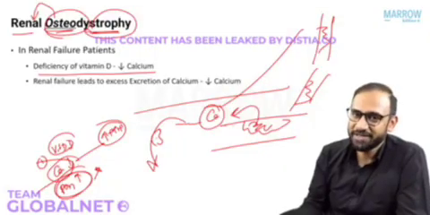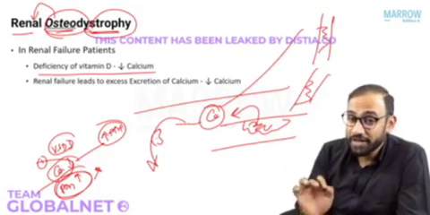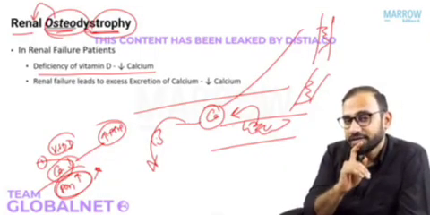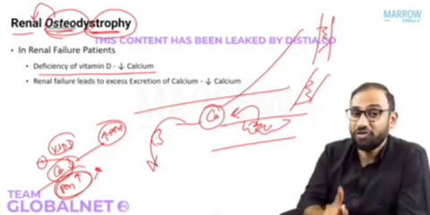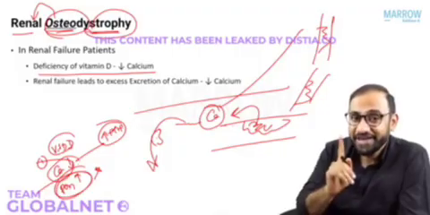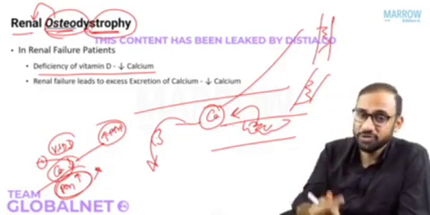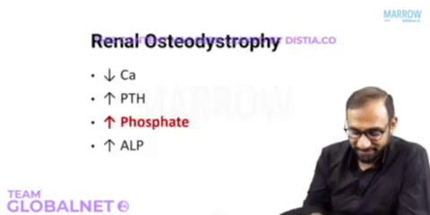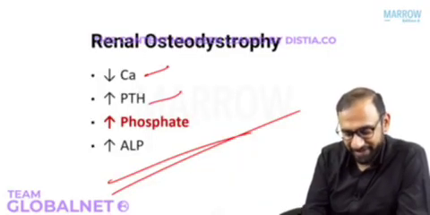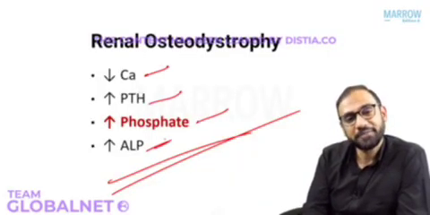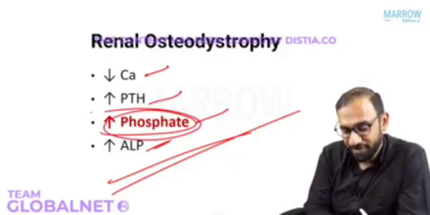Samajh aaya? Right? Understood how simple it is? Now in this patient, can you tell me what will be the lab findings? Calcium will always be low, PTH will always be high, phosphate will be high, and since there is bone breakdown, bone formation has to occur, ALP will be high. Right? Write it down. Calcium will be low, PTH will be high, phosphate will be high, and ALP will be high. For the first time I'm telling you, phosphate is high.